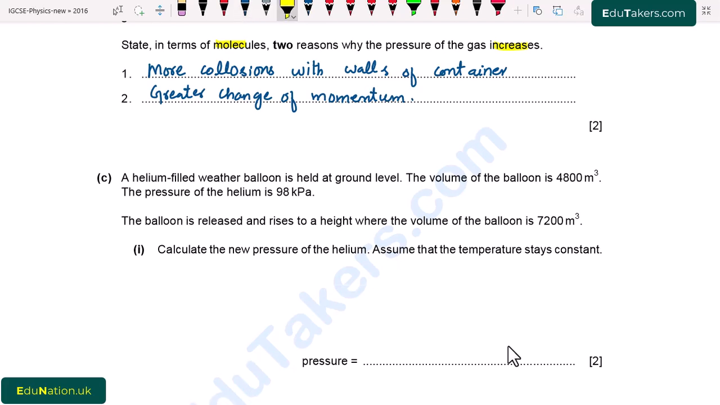Part C. A helium-filled feather balloon is held at ground level. The volume of the balloon is 4800 cubic meter. The pressure of helium is 98 kilopascal. The balloon is released and rises to a height where the volume of the balloon is 7200 meter cube. Part first. Calculate the new pressure of the helium. Assume that the temperature stays constant.